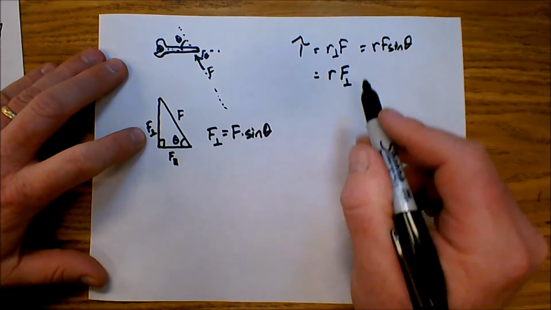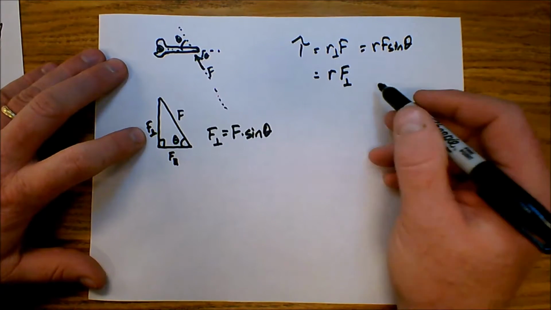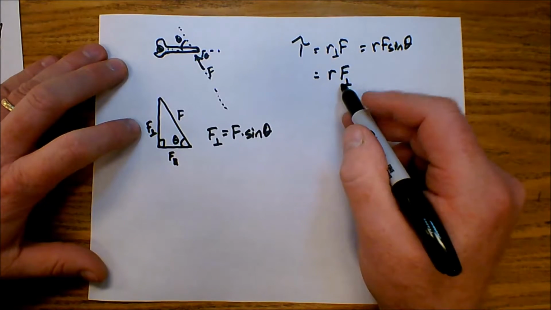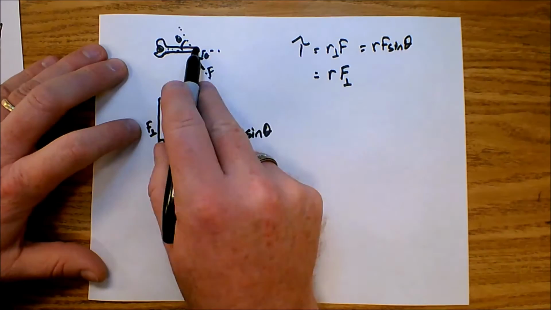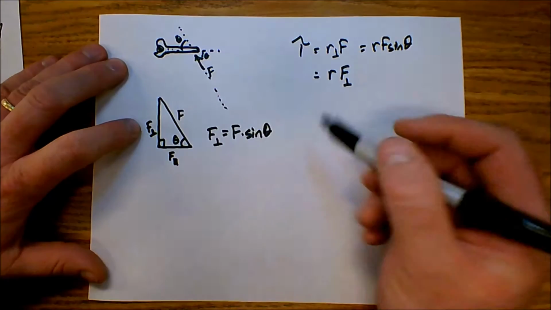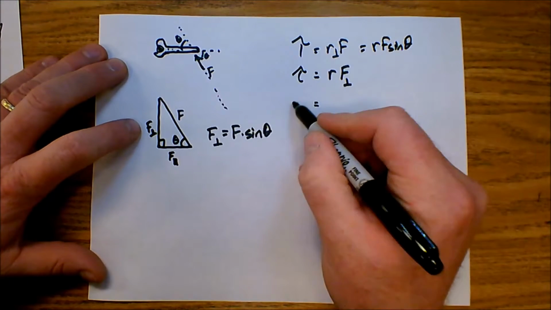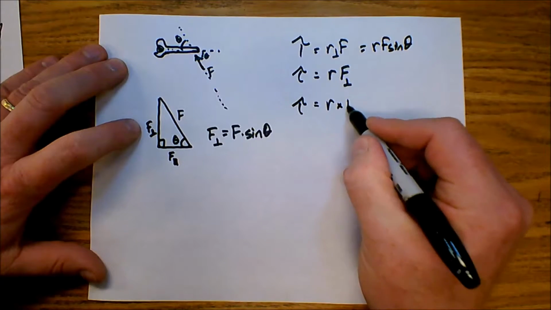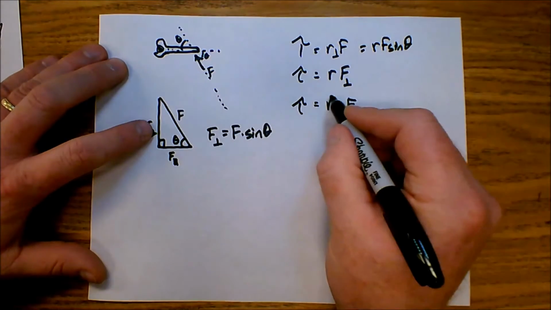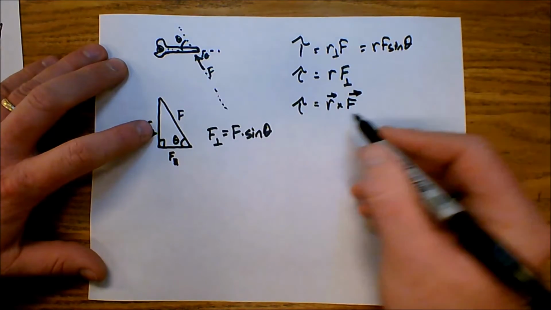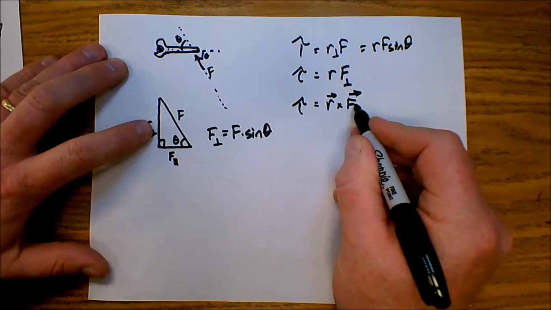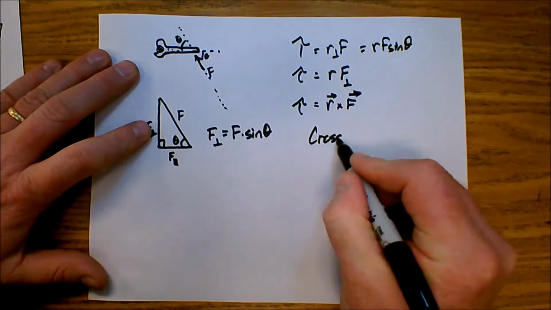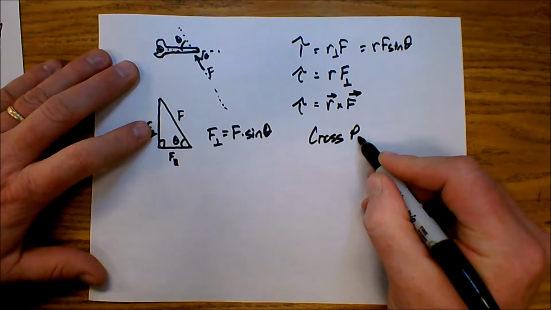This also brings up another concept in physics, which is what we call the cross product of two vectors. Because r is a vector and F is a vector, what I really have here is what's called a cross product. It's r cross F. Now, these are vectors, so the r vector cross product the F vector. Cross product means I multiply perpendicular components.